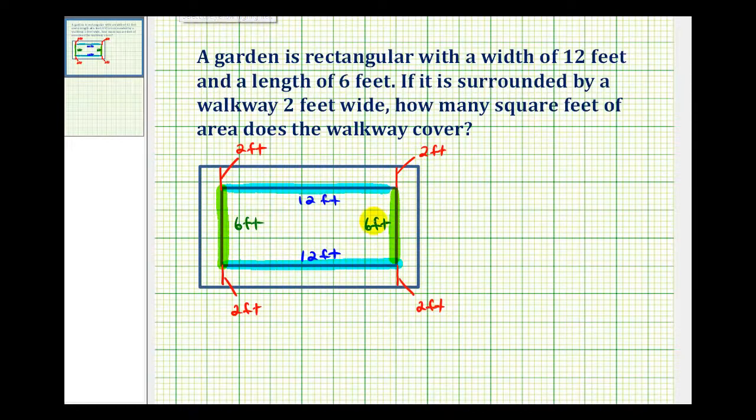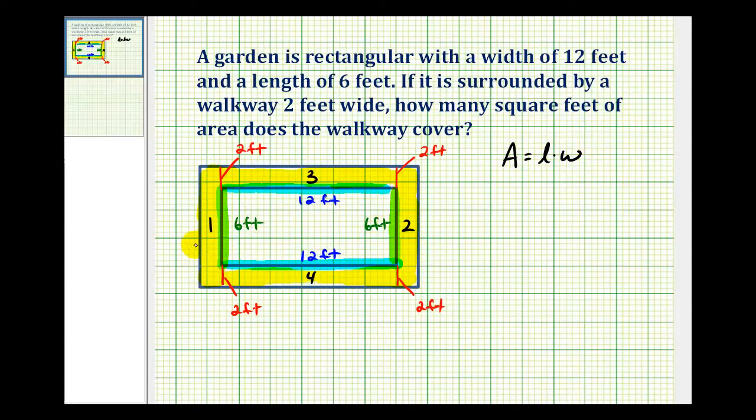And our goal is to determine the area of the entire walkway, or this yellow region. So from this sketch, to determine the area of the walkway, we need to determine the area of 4 different rectangles. We'll call this rectangle 1, 2, 3, and 4. And the area formula for a rectangle is length times width.